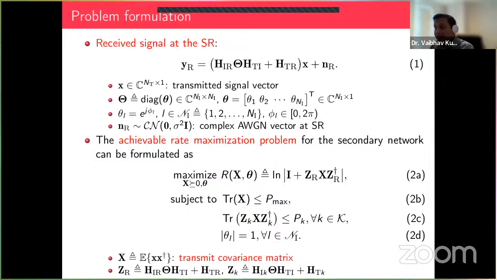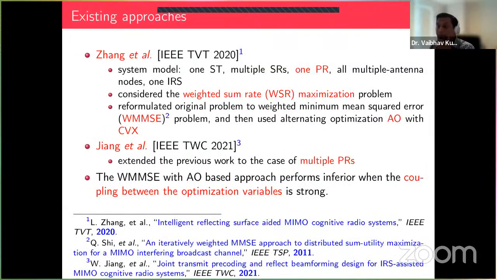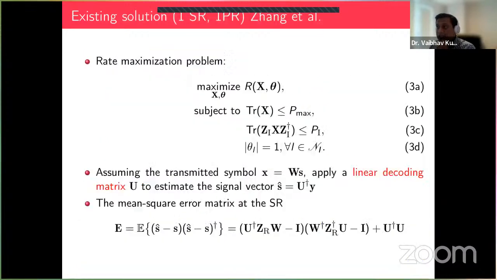So now in that region, when IRS comes into the picture, when we have a larger Pmax, the coupling between X and theta becomes very strong, because again we reach a rate saturation region where even if I have more power to transmit, I cannot, because I don't have the license. I have to follow what my licensed network is saying: don't create more interference at my receivers. So we will see how they deal with this in the existing approaches.